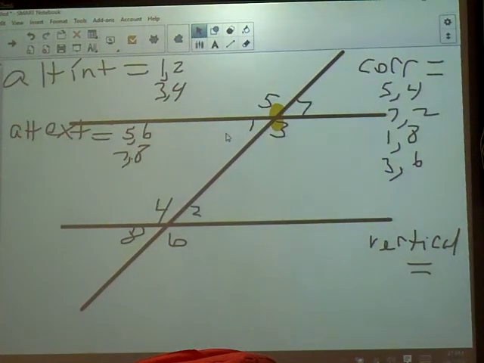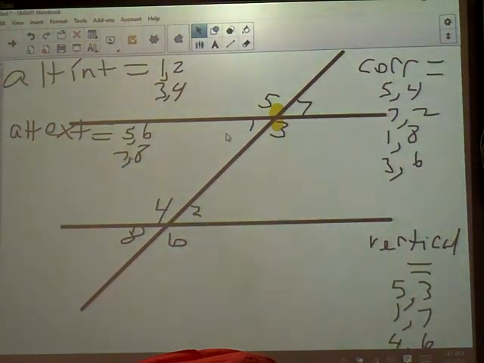So Chase, go ahead and tell me some. 5 and 3. 5, 3 are vertical. 1, 7 are vertical. 4, 6. And 8, 2. Okay, everybody good on vertical?